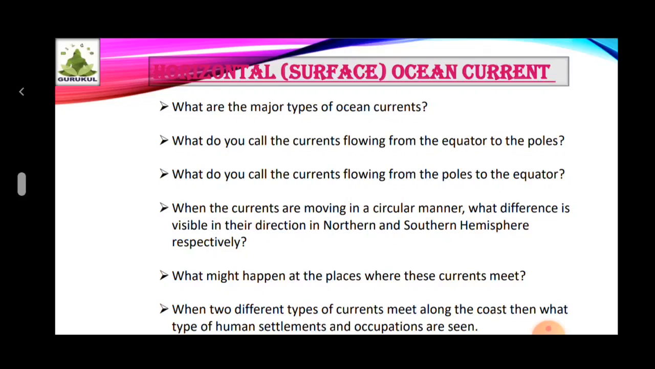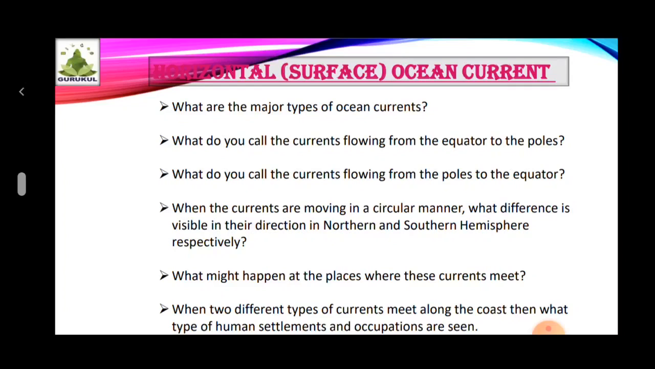The last question: when two different types of currents meet along the coast, then what type of human settlements and occupations are seen? And the answer is, when the two different types of currents meet along the coast, then dense human settlements and fishing occupation are seen there. While having a discussion based on figure 5.4, ocean currents, we come to the conclusion that the ocean currents are formed due to the differences in temperature, density and planetary winds.